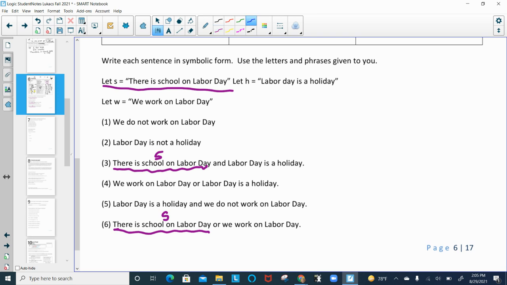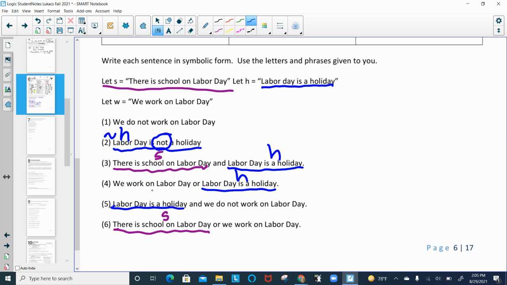Now let's look at this other one. See, these are not P's and Q's. This is S and H and W. Now, H is going to be Labor Day is a holiday. So here's one, here's one, here's one. And here's one that's kind of like it, but it has the word not in there. So we're going to need to label that as not H. H, H, H. Okay, everybody see what I'm doing? I'm looking for those phrases and I'm putting their symbol above them.